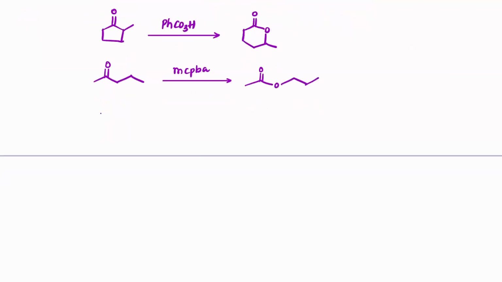Similarly, if you have C double bond O and we have phenyl on the other end, we learned that 2 degree will have a better migrating aptitude. So if you react with MCPBA, you would get this as O, C double bond O.